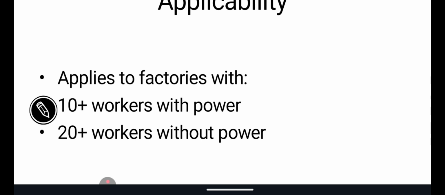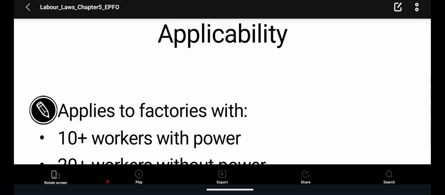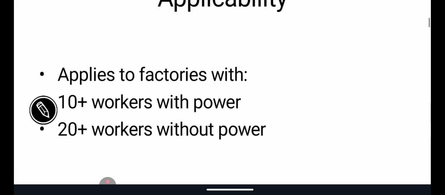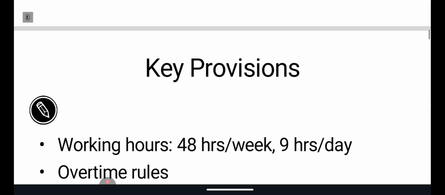If the factory is not using power, meaning it depends on hand work, then it can be applied to 10 plus workers. And if the factory is with power, meaning the machine is doing most of the work, then it will be considered as 20 plus workers without power. Hope I'm able to solve your query and doubt. Alright guys, let's go ahead.